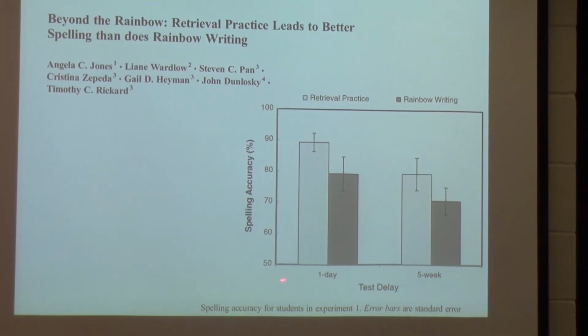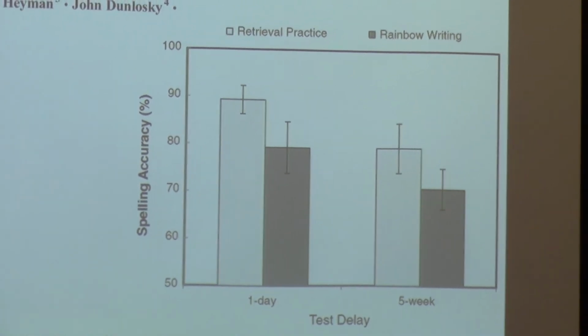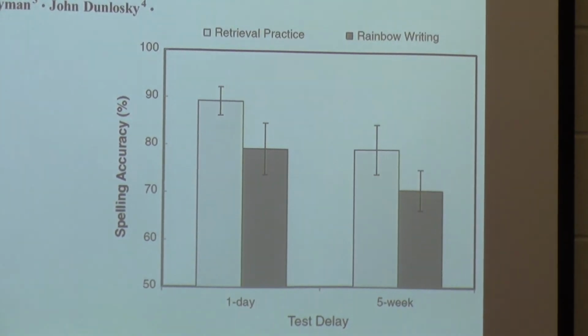And as you can see from the results here in this graph, whether you give them the final test a day later or 5 weeks later, it's clear that for the words they learned using retrieval practice, there's better performance. They're better able to spell those new words compared to the ones that they wrote in different colors. So clearly, retrieval practice is superior to rainbow writing if you're trying to learn to spell new words.